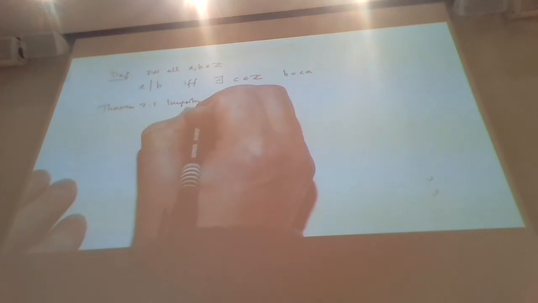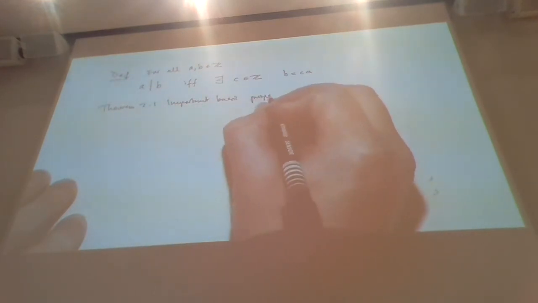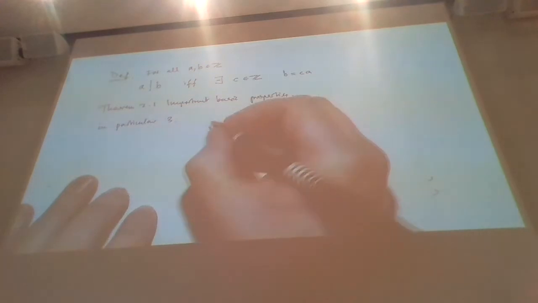Now, just doing a quick recap here. We had theorem 2.1. These were important basic properties of divisibility. In particular, one that seems to come up again and again, so it's worth emphasizing it here to bring it to our minds. In particular, number 3, which is about the divisibility of linear combinations.